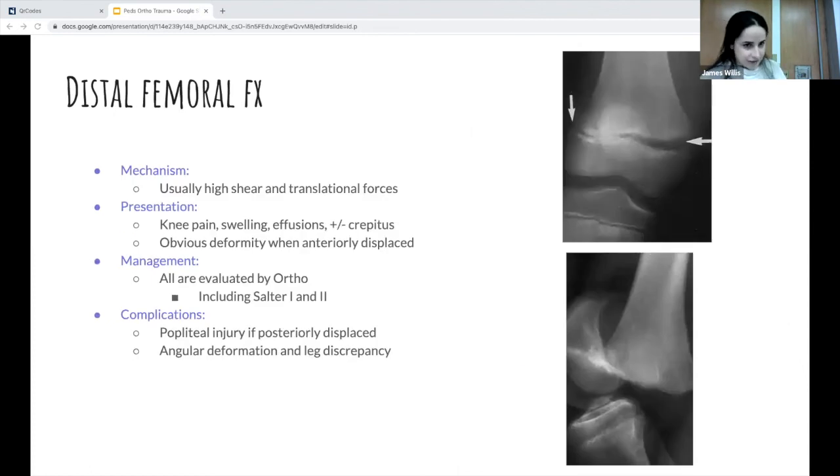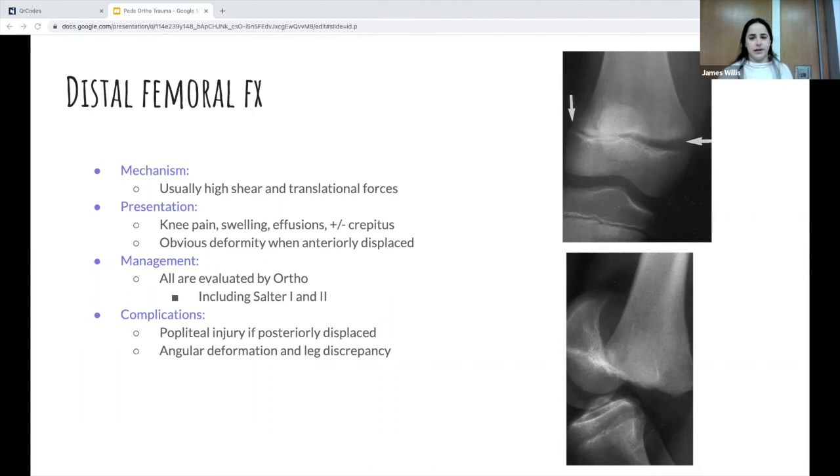Distal femoral fractures. This will be one of the exceptions to your usual Salter-Harris type 1 fracture, because here a Salter-Harris type 1 fracture needs to be seen by ortho. The mechanism is usually high shear and translational forces. They can have knee pain, swelling, effusions, and crepitus. They can have obvious deformity if it is anteriorly displaced, but if it is posteriorly displaced, then you have trouble with your popliteal vessel. So complications will be popliteal injury if it is posteriorly displaced, and angular deformity and leg discrepancy.